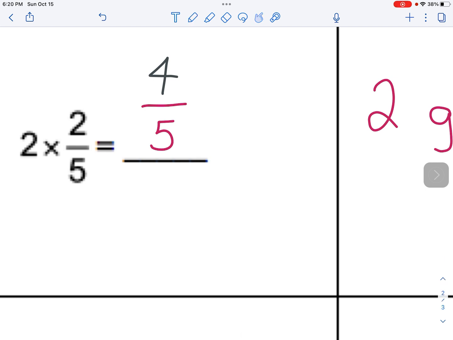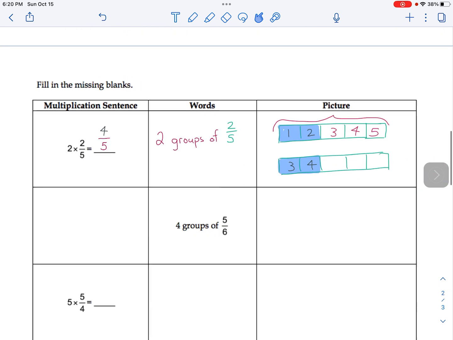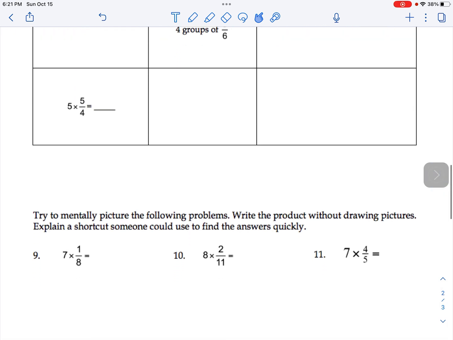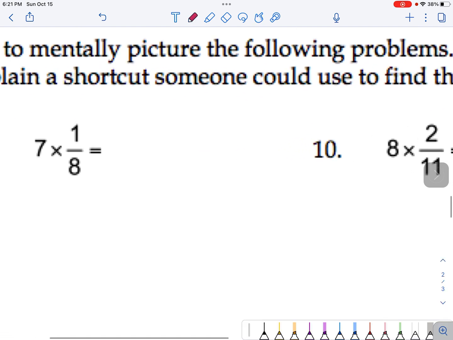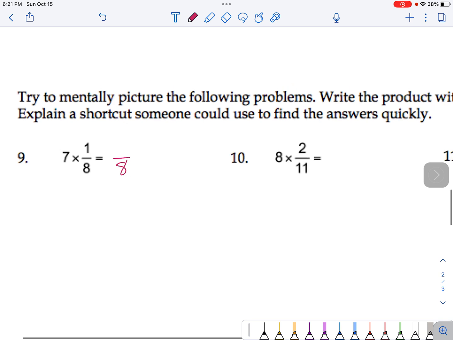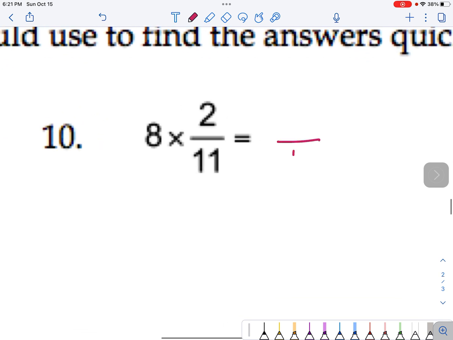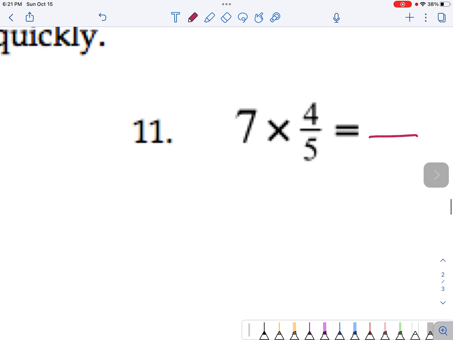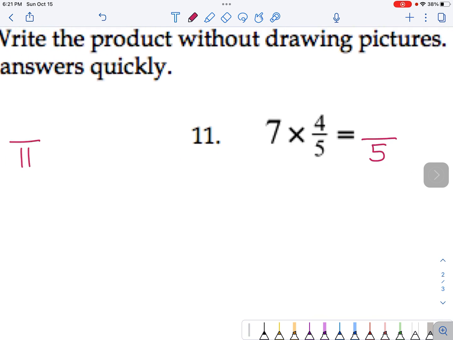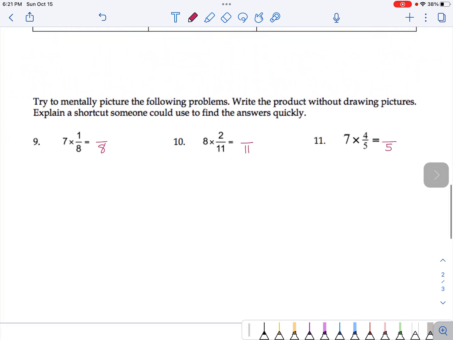Okay, down here on the bottom, it's going to ask you to try to mentally picture and write the product, okay? One really small thing that I will tell you is that the denominator always stays the same because when we draw pictures, the size of the parts isn't changing. It's just the amount of the parts that is changing, right?